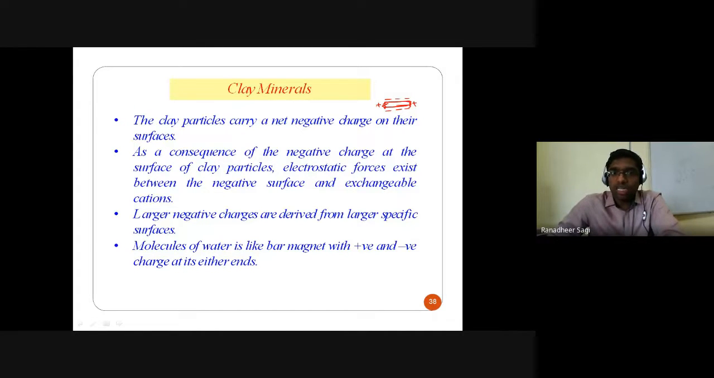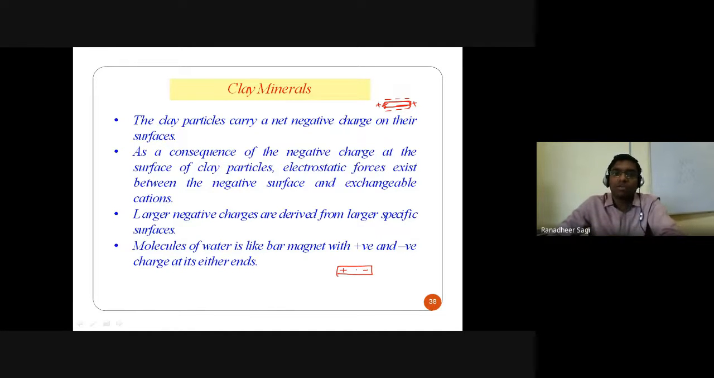Molecules of water are just like a bar magnet, which has both positive as well as negative charge at its either ends. So when we look at your bar magnet, a bar magnet possesses a positive charge at one end and a negative charge at the other end.